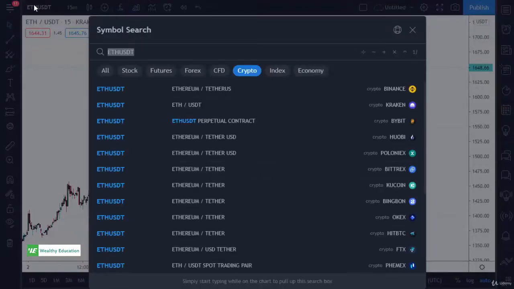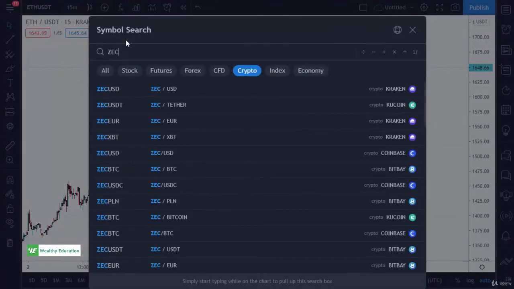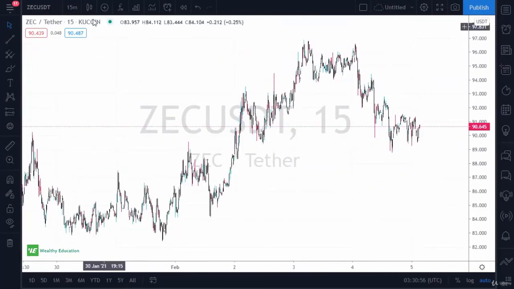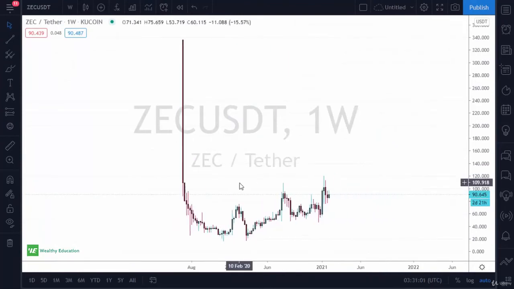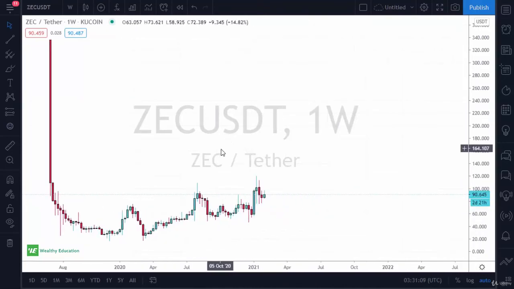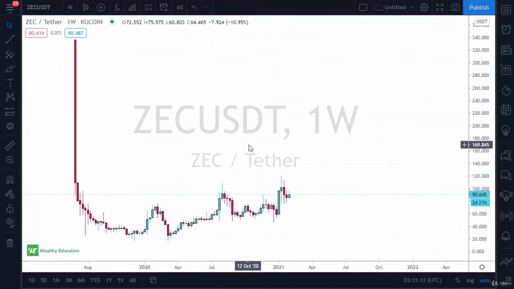So let's take a look at Zcash as well. And again, go back to the weekly chart, and you can see that this thing plummeted and now is starting to rise again. So that has implications of what to do now.